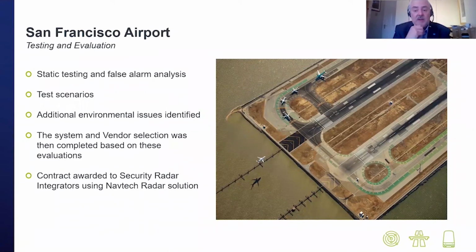Okay, so the consultant then developed some evaluation criteria, and 2 of the 3 integrators that were bidding for the project were then invited to take part in a 2-part evaluation process. The first of these was some static testing to evaluate false alarms, and then some test scenarios where they basically staged some attacks onto the airport. And the key to these tests was to set the detection threshold at the correct level. So minimum false alarm rates, but no missed alarms.